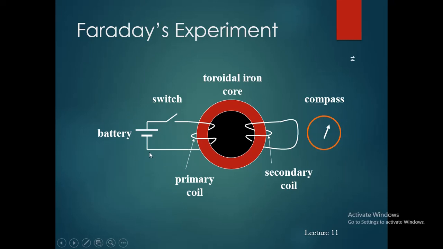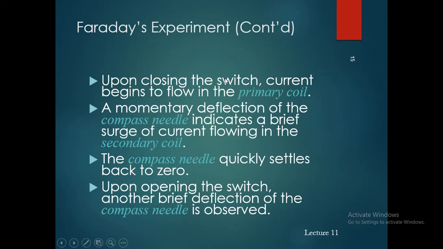There we discussed the surface integral of B dot ds. With respect to that, this is about Faraday's experiment. We connect a toroidal iron core and a battery. Whenever the switch is on, the current flows in the primary coil and is induced in the secondary coil, and the voltage is measured with a compass. Upon closing the switch, the current begins to flow in the primary coil.